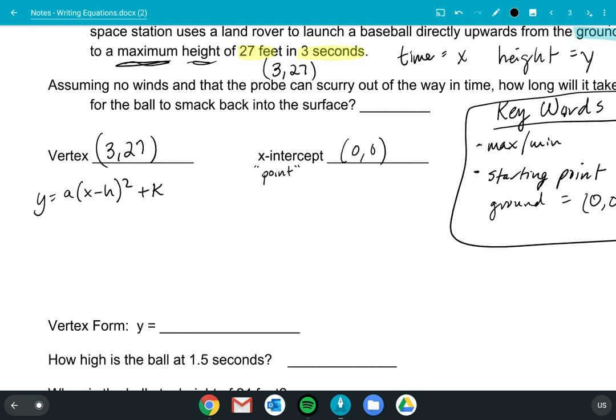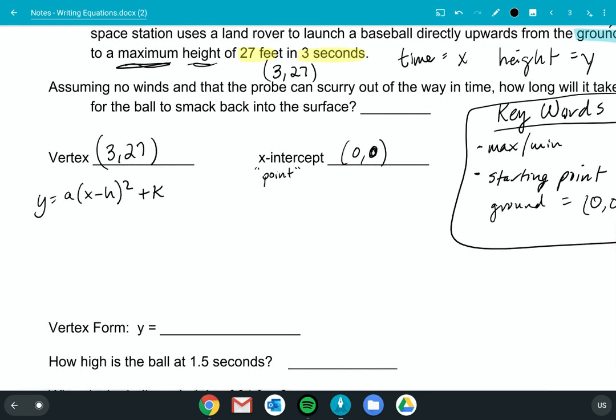So hopefully by now, we know what 3, 27, and 0, 0 are going to represent in this equation. Y is going to be the y value of the point that I gave you, which is 0. A, I don't know. X is 0. H is 3. And K is 27. H, K, X, and Y. That's where I got those points.